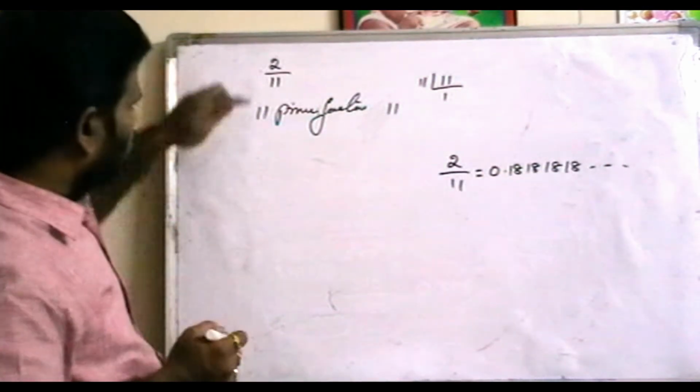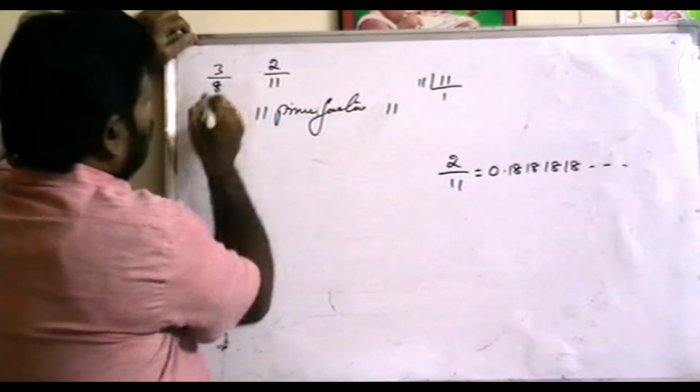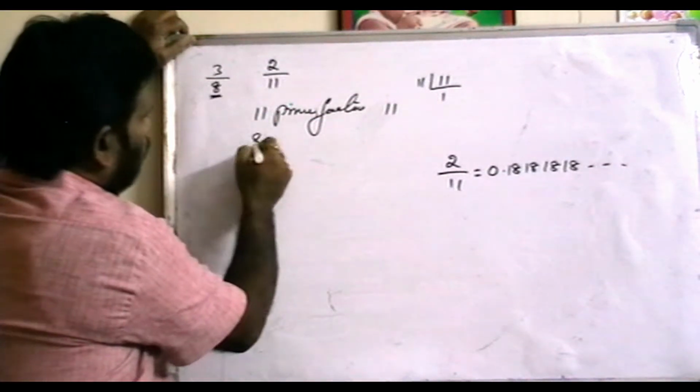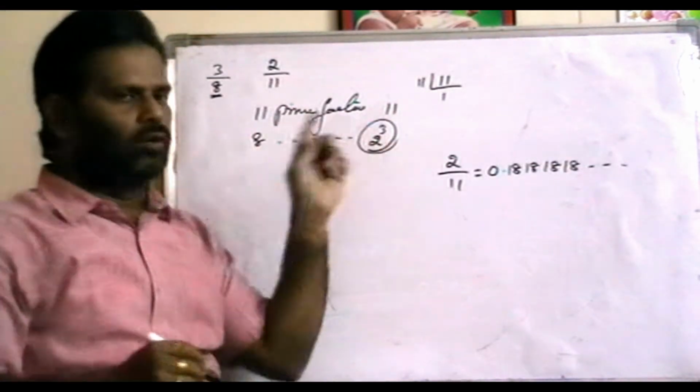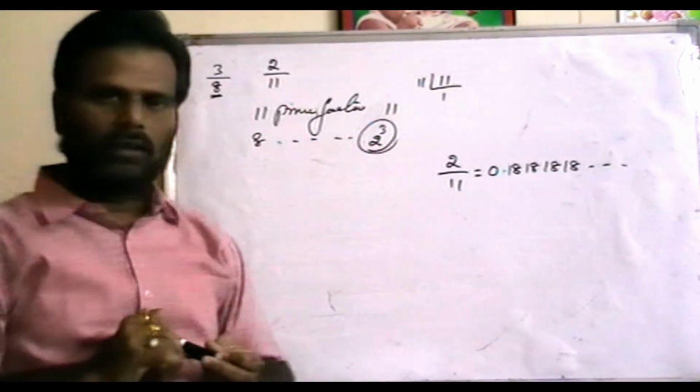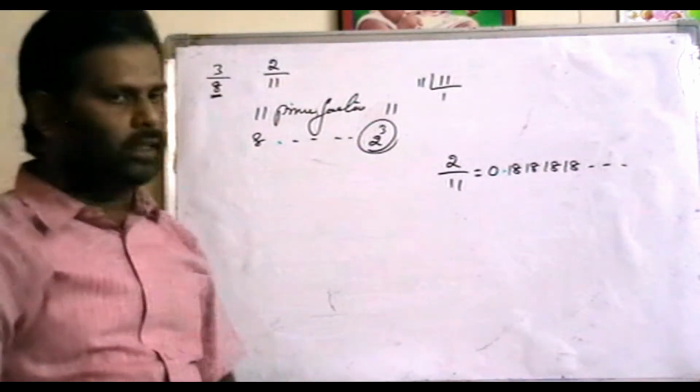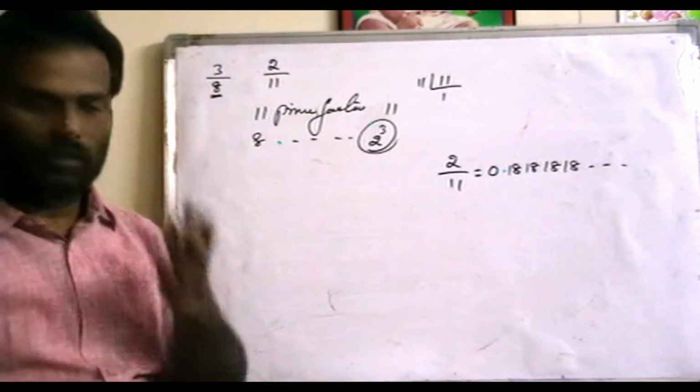For 3 by 8, 8 has prime factors 2 power 3. So the prime factors are only in terms of 2's or 5's, then we can say that it is a terminating decimal, right?